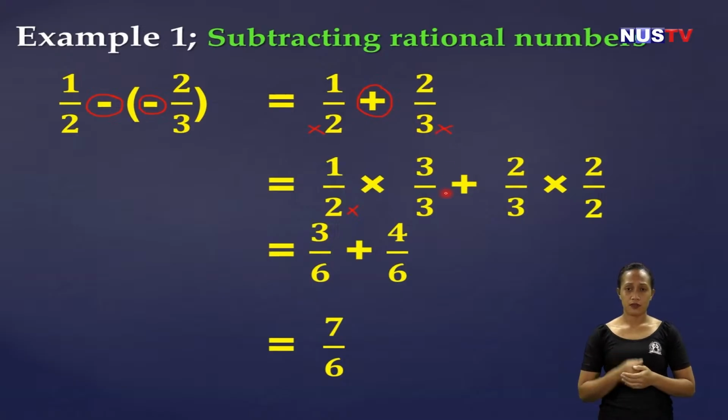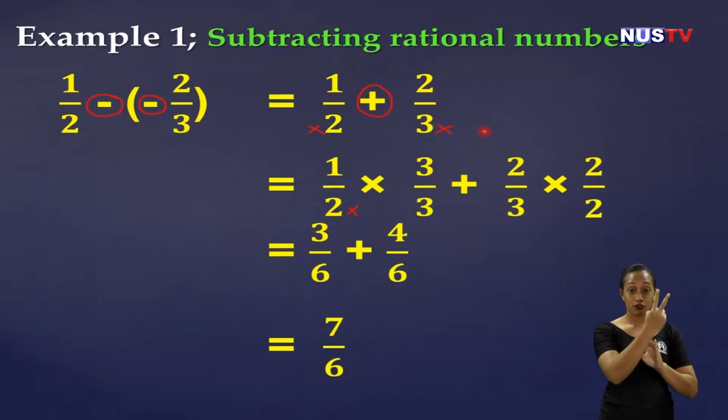Then we say 3. So 3 over 3. 1 over 2 multiplied by 3 over 3. Plus, this is the plus sign here, plus 2 over 3.